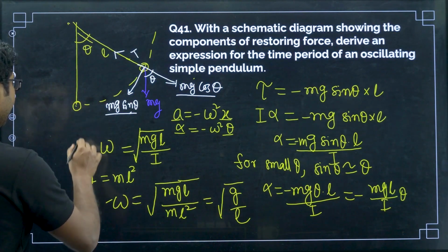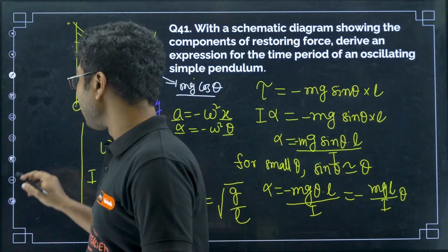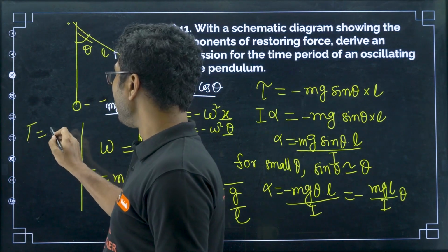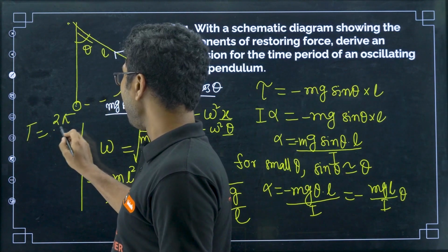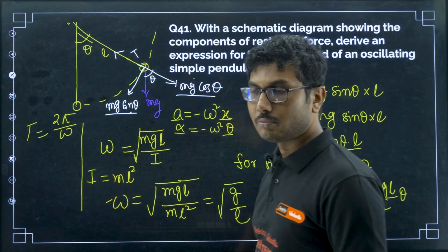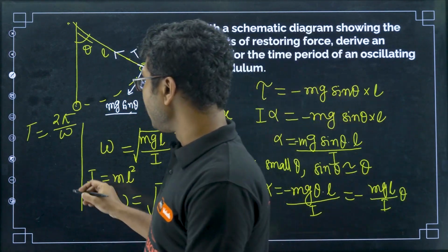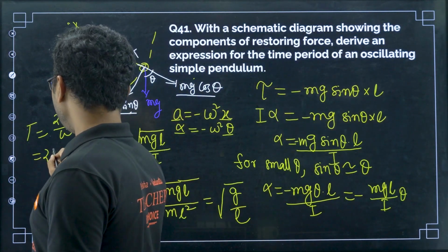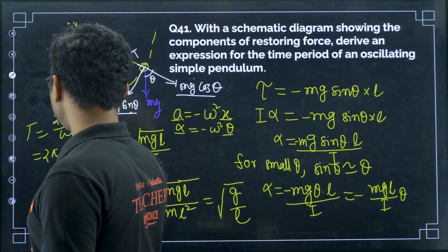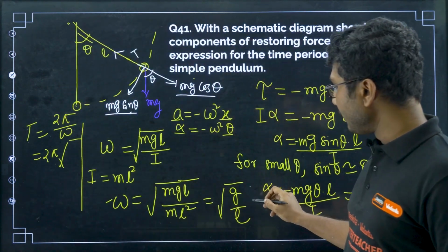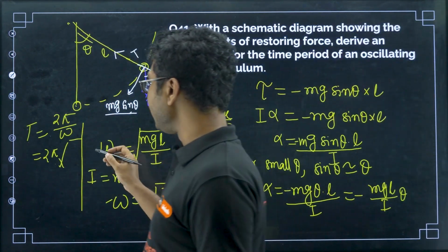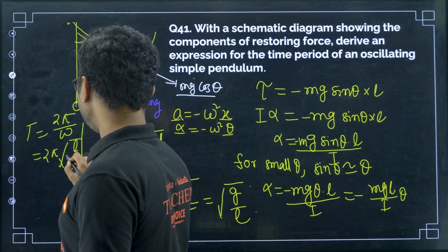Now, what is time period? Time period is basically given by T is equal to 2 pi by omega, right. This is the formula for time period. So, just do that. It will be 2 pi into square root of g by L. It will be inverted because it was in division. So, it will be L by g.